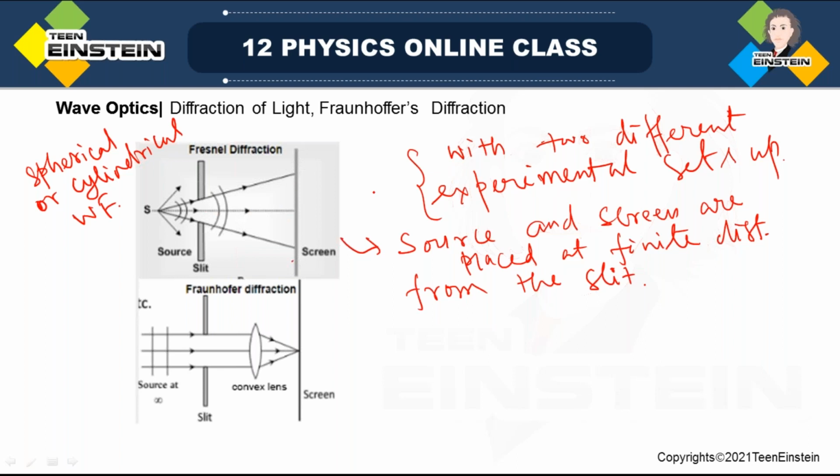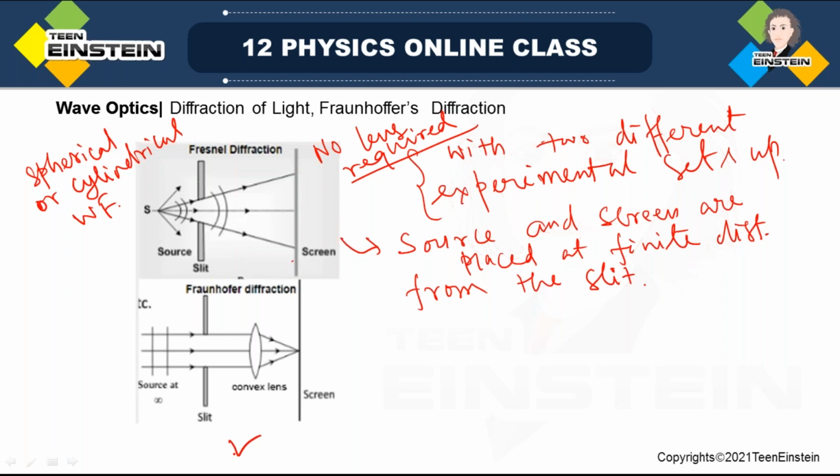So here, no lens is required for getting the diffraction fringe patterns on the screen. They will naturally converge at the screen.